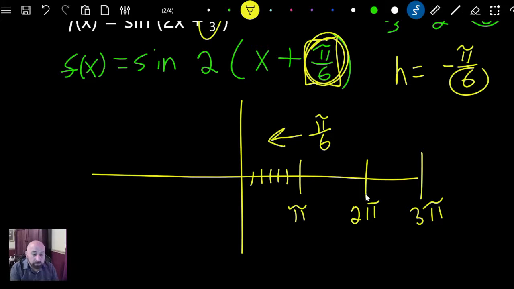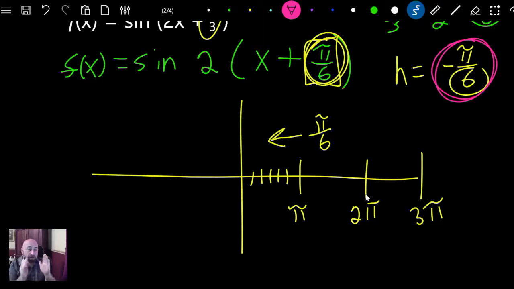Okay? So your graph would move over pi over 6 of those. And the way that you would do that is just calculate what that equals. What does pi over 6 equal? You figure that out, and you figure out how much to move it over one way or the other.